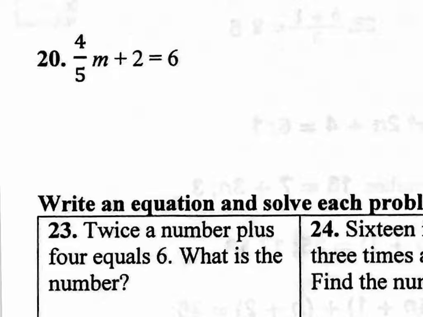Number 20 on worksheet 2.3. You want to solve for m. You want to solve for the variable. M is clearly on the left side of the equal sign. It's over here. So you need to get m by itself.